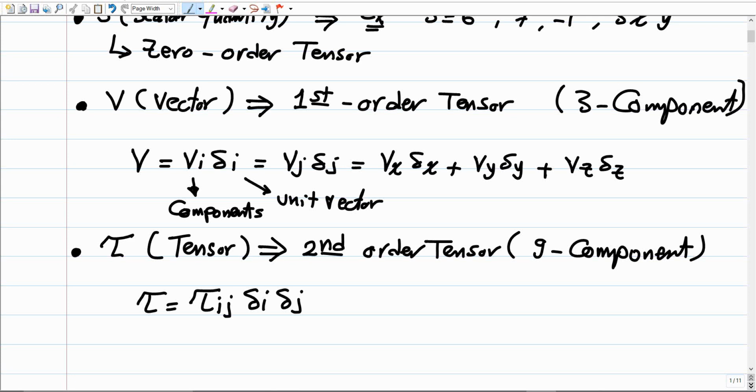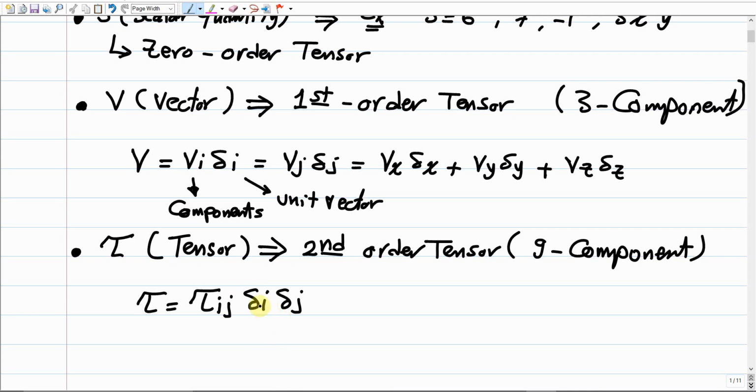So if you have three, like delta I times delta j times delta k, this indicates a tensor, but this tensor would be a third order tensor, a higher order tensor, and so on. So what is the big difference between a vector and a tensor? The vector has only one delta, because this delta is going to be like delta x, delta y, delta z, it has only three components. But here we do have delta I and delta j.